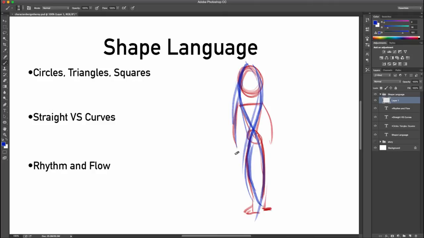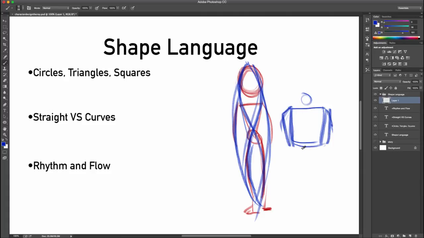You want an overall flow like this to start defining who your character is. Not defining who your character is, but this will just enhance your character, showing who he is. If he's going to be more square, you still want some flow in there. You still want some overall flow. Even if it's boxy, you still want things to just flow into each other.